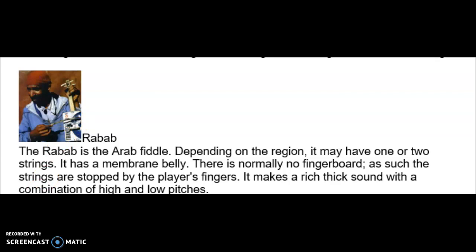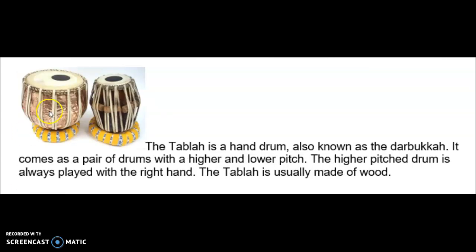And then she also mentions the tabla drums. Let's look at the tabla drums. The tabla is a hand drum, also known as the darbuka. It comes as a pair of drums with a higher and lower pitch. So if I look at those 2 drums, if I have a bigger drum, it will have a lower pitch. If I have a small drum, it will be a higher pitch. The high-pitched drum is always played with the right hand. The tabla is usually made out of wood. If we go to Indian music, we also have that black patch on the membrane.